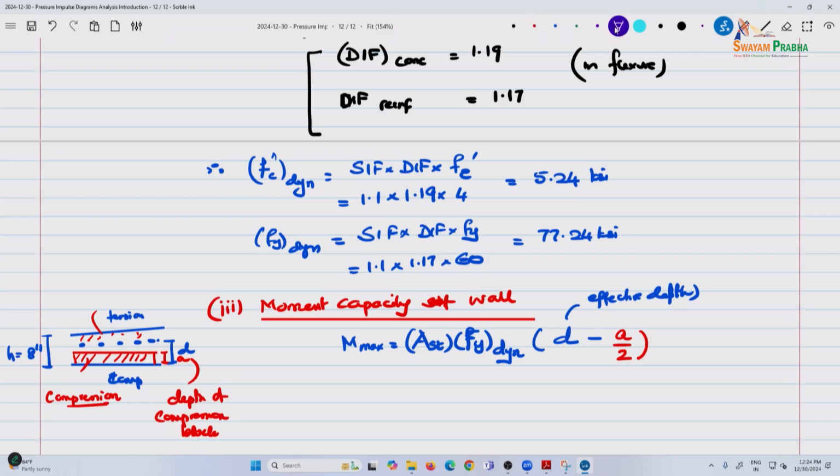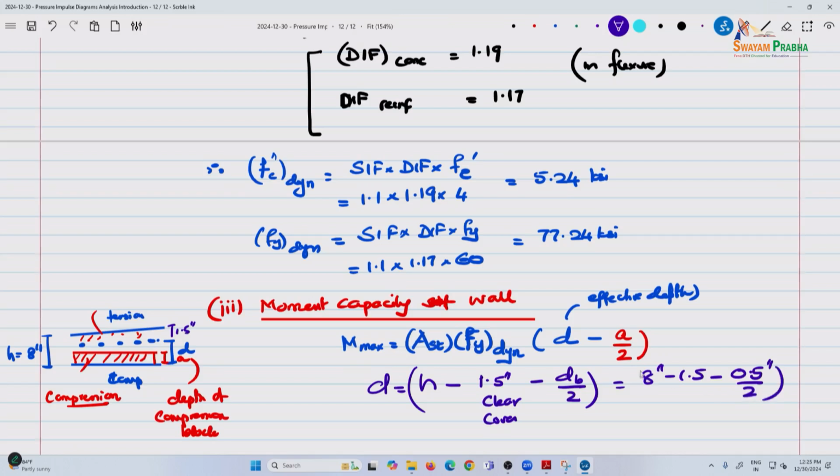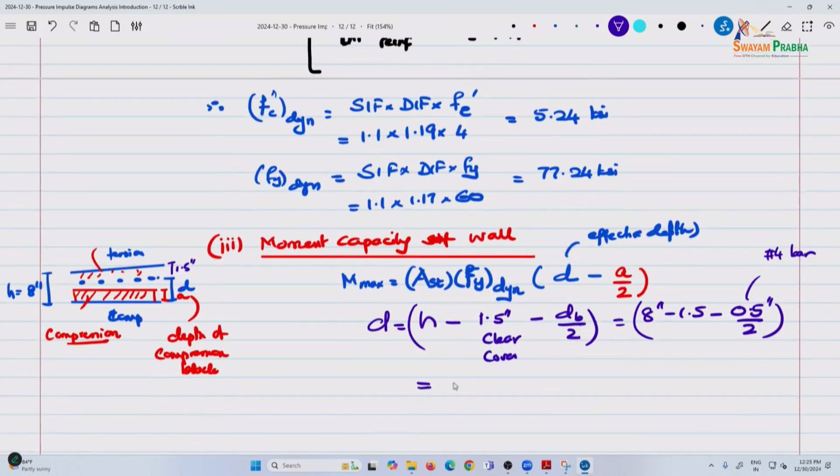So, several things to calculate here. Now, D can be taken to be the total depth minus the clear cover, which is 1.5 inches, minus the diameter of the bar divided by 2. So in this case, this is 8 minus 1.5, bar diameter is 0.5 inches. It is a number 4 bar, or 4 by 8. So the effective depth comes to 6.25.